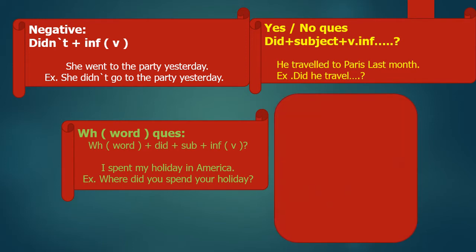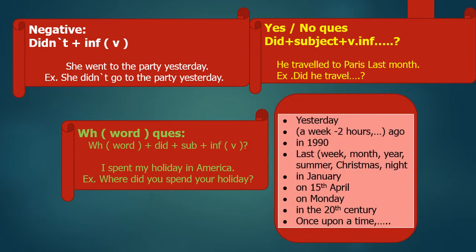Now, let's know the key words of the past simple. Of course, we have some words that refer to the past simple, like yesterday, ago, a week ago, 2 hours ago, 3 days ago, 4 months ago, okay? In 1990, 1999, okay? In 2010, a year before the year that we are in.